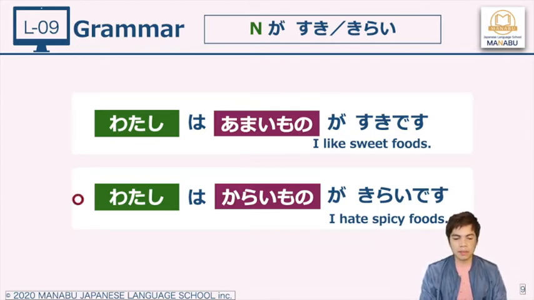Next example, Watashi wa karai mono ga kirai desu. You attach the particle ga to the word karai mono. So karai means spicy. Karai mono, spicy foods. Then particle ga kirai desu.